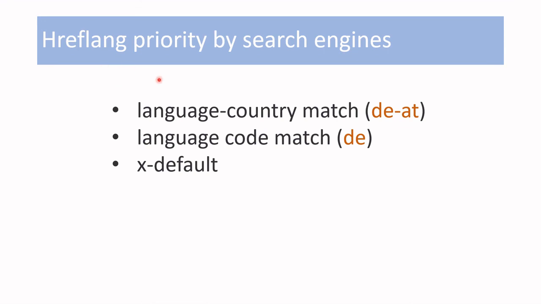So hreflang uses three values: language-country code, language code, or x-default. The search engine gives priority in this order. Language-country match gets the first preference, the second preference goes to the language code, that is simply the language, and the last one it gives to x-default, and you have to give the fallback URL.